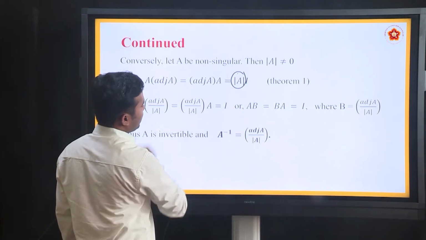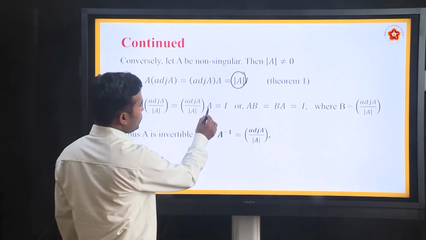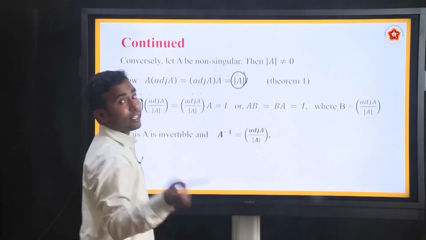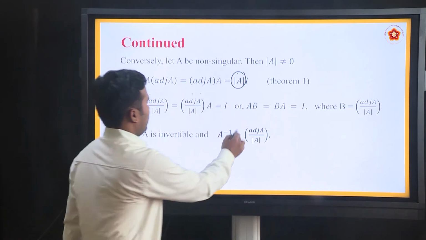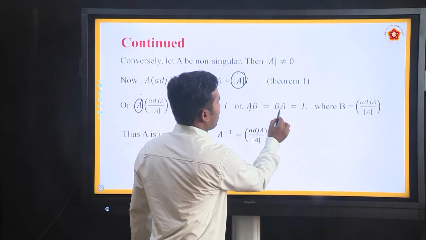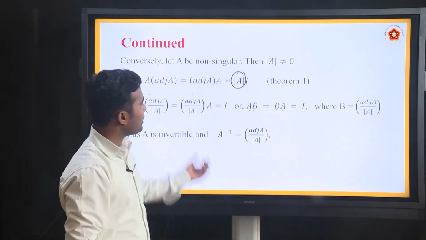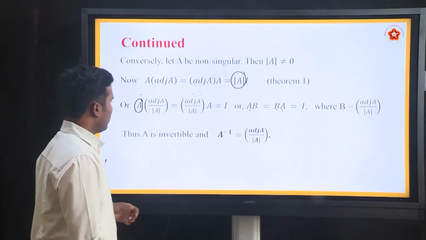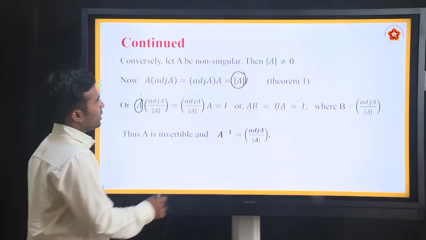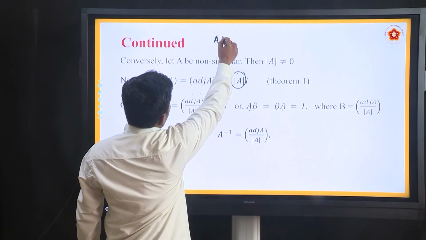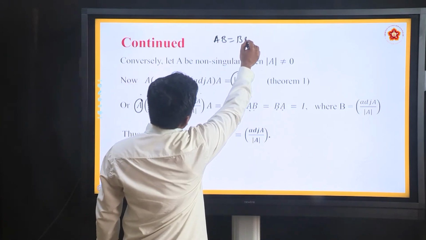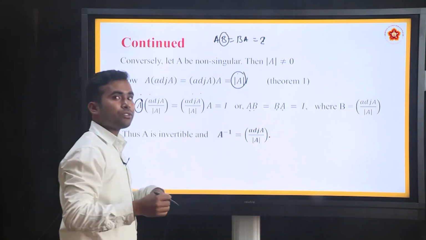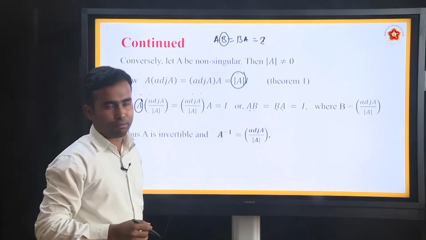Adjoint A divided by determinant A into A, like AB is equal to BA is equal to I. Okay, see, AB equal to BA is equal to I. So I can say that B is what? I can define B as adjoint A by determinant A, right? So then what can we say? Just now I told you, right? AB equal to BA is equal to I. Then B is nothing but the inverse of A, or vice versa. A is also the inverse of B, okay.